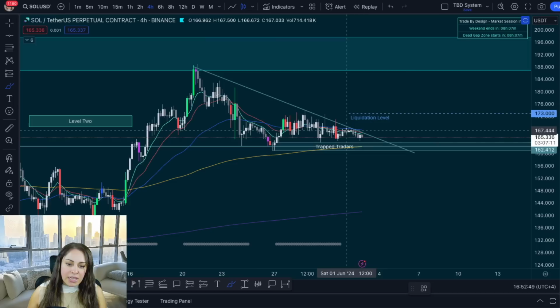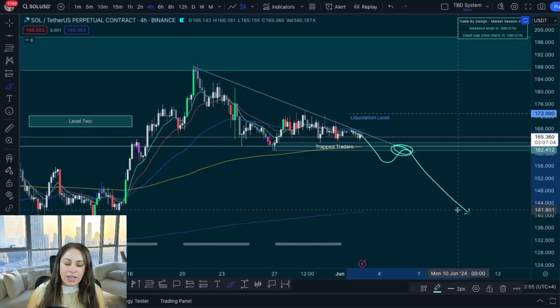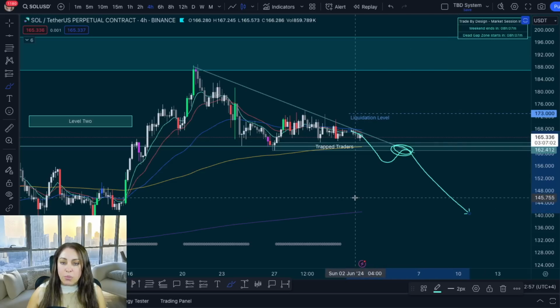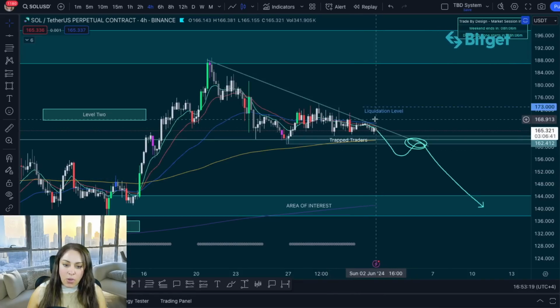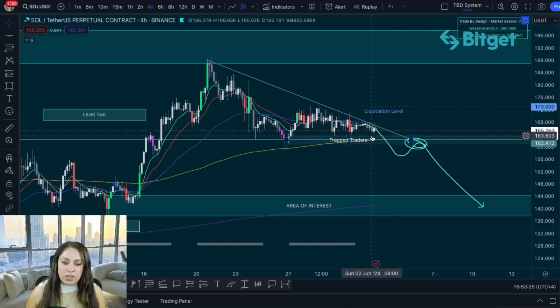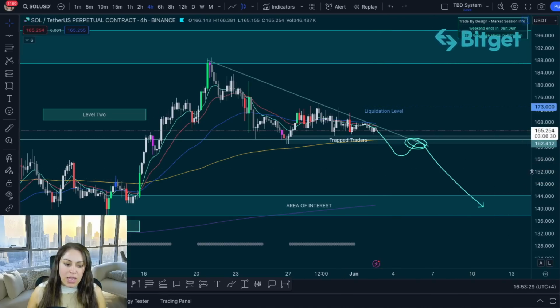What would invalidate that would be if it broke below the 200 EMA, came back to retest it, gave me a lower high, then I would say, okay, now this descending triangle is going to break to the downside, in which case there's still a decent target if it does break to the downside. So I think Solana is a good trade either way. You're either waiting for a break and retest of the 200 EMA, or you're waiting for smaller time frame bullish candlestick formations in this trap trader zone between the 160 to 163. Yeah, it's one or the other.